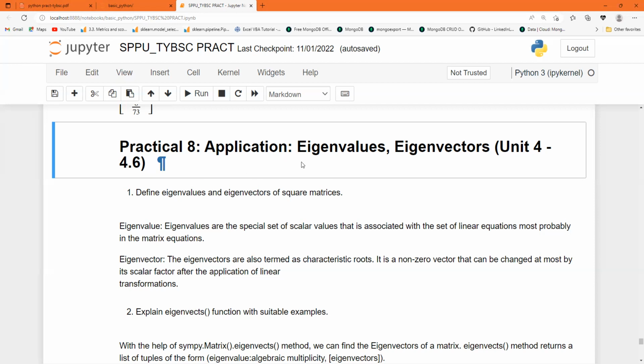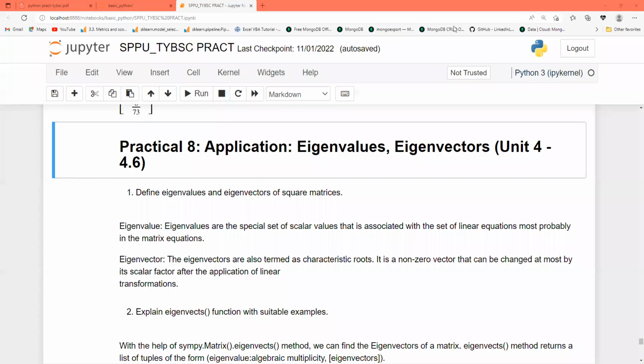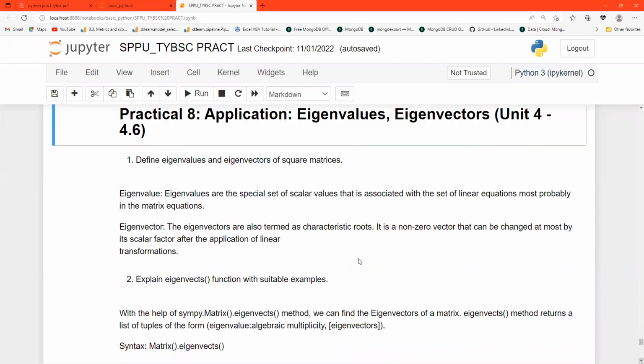So this is the practical number 8, which is the application of eigenvalues and eigenvectors, and this is based on unit 4. So guys, this is practical 8 and this is the title. Now let us take the first question guys. We have to define eigenvalues and eigenvectors of a square matrix.